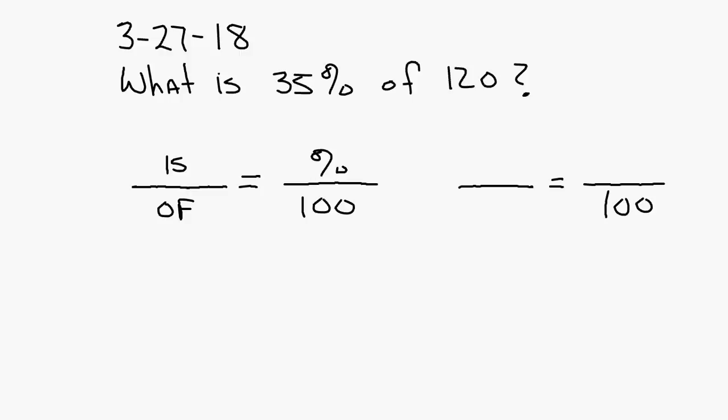Back to this template that you're going to use to answer this question. Yesterday we said that you've always got to be given two pieces of the information. Yesterday you were given the is and the of. Today you're given the percent and the of. So look, in the is position, the upper left, goes your variable. Call it x. The of, in this case, is 120. If you read the question, what is 35% of 120? So the percent is 35.